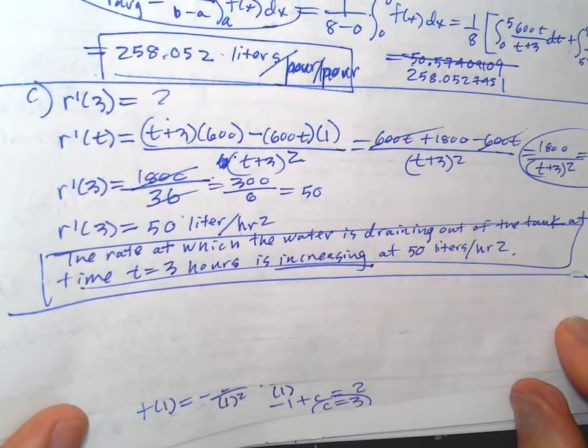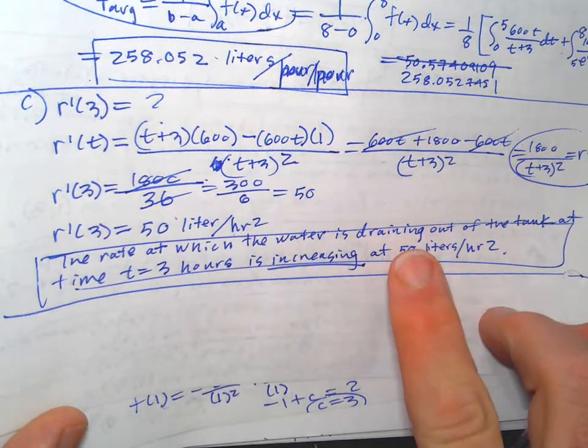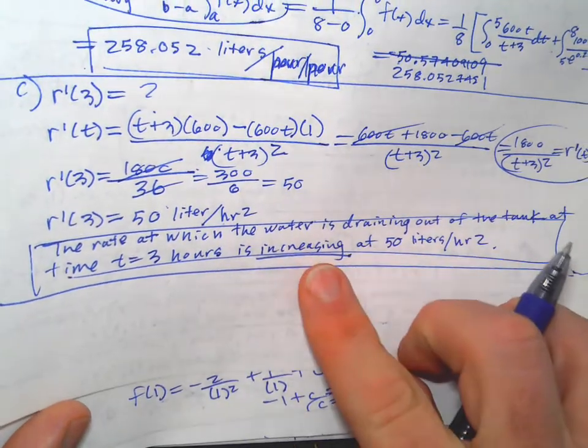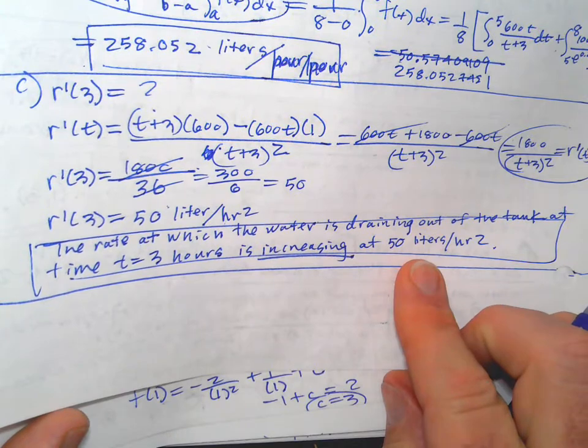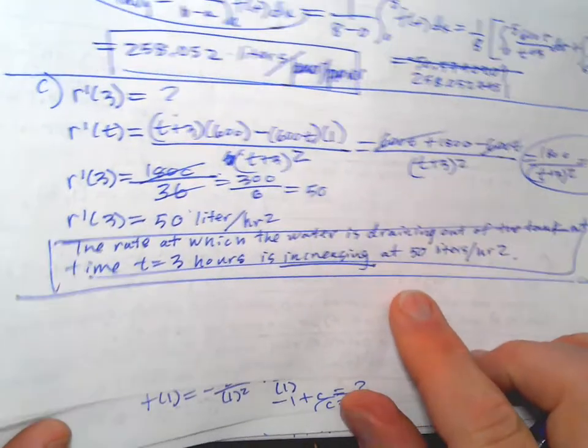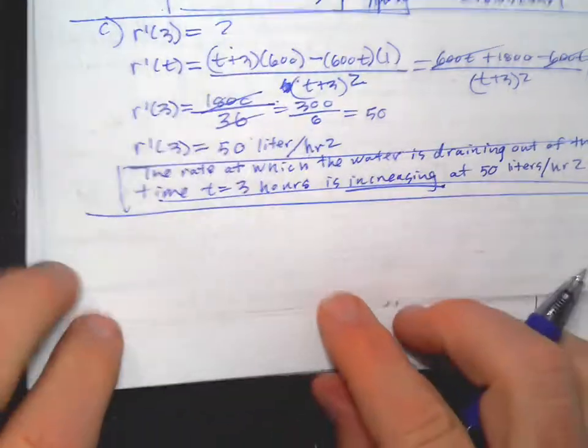The rate at which the water is draining out, so that rate is changing itself by positive 50 liters per hour squared. It's increasing. The rate's getting more and more is draining out.